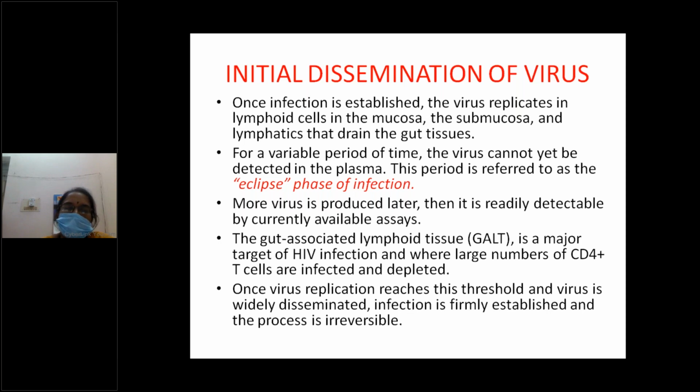The gut-associated lymphoid tissue is a major target of HIV infection, where a large number of CD4 T cells are infected and depleted. Once virus replication reaches this threshold, the virus is widely disseminated and infection is firmly established, and the process is irreversible.